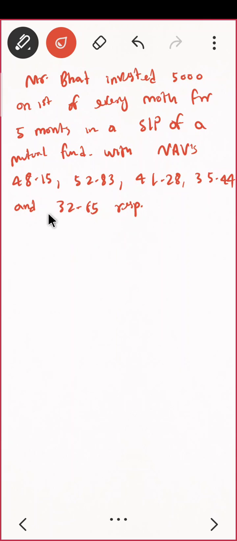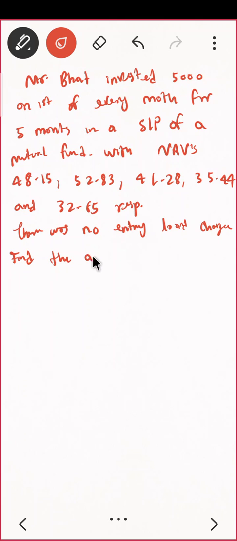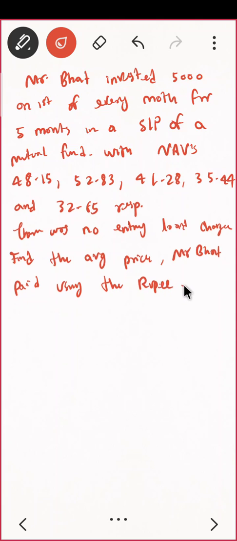Okay, there was no entry load charged. Find the average price Mr. Bhatt paid using the rupee averaging method. I'll tell you what that method is.